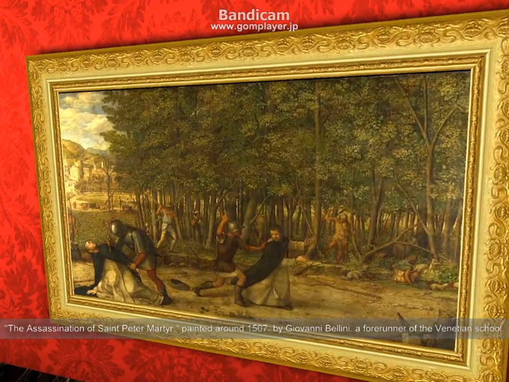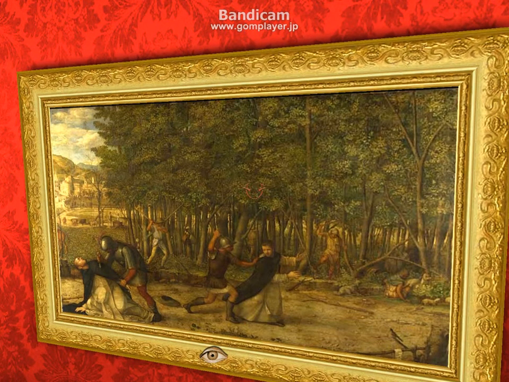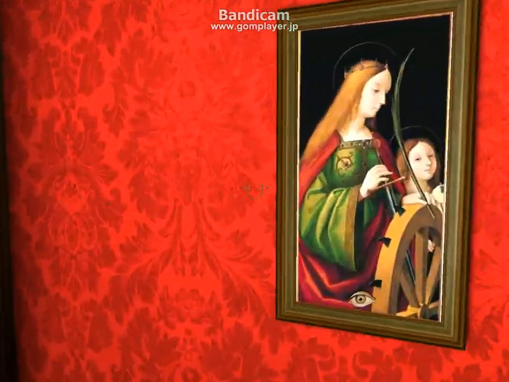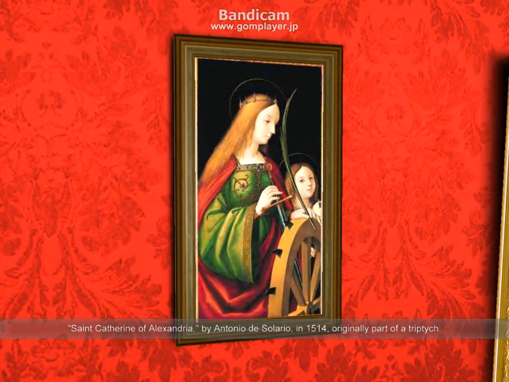The Assassination of St. Peter Martyr, painted around 1507 by Giovanni Bellini, a forerunner of the Venetian school. St. Catherine of Alexandria, by Antonio de Solario in 1514, originally part of a triptych.